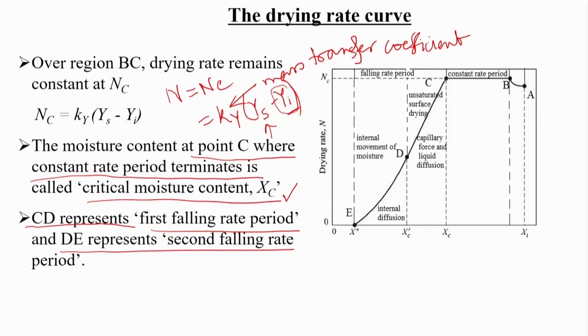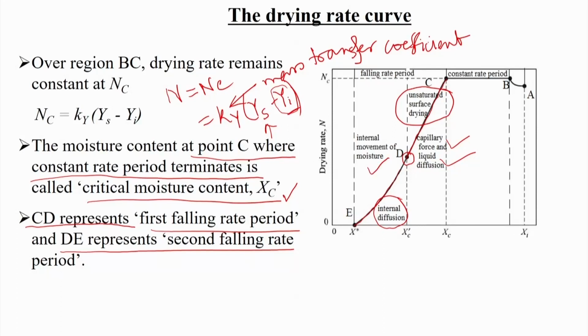In the first falling rate period, it is almost linear, that is unsaturated surface drying takes place. There both the capillary force as well as liquid diffusion take place simultaneously. But when it reaches point D, the moisture content inside the wet solid decreases, and from D to E in the second falling rate period, only internal diffusion takes place, and due to this internal movement of the moisture the drying rate decreases.